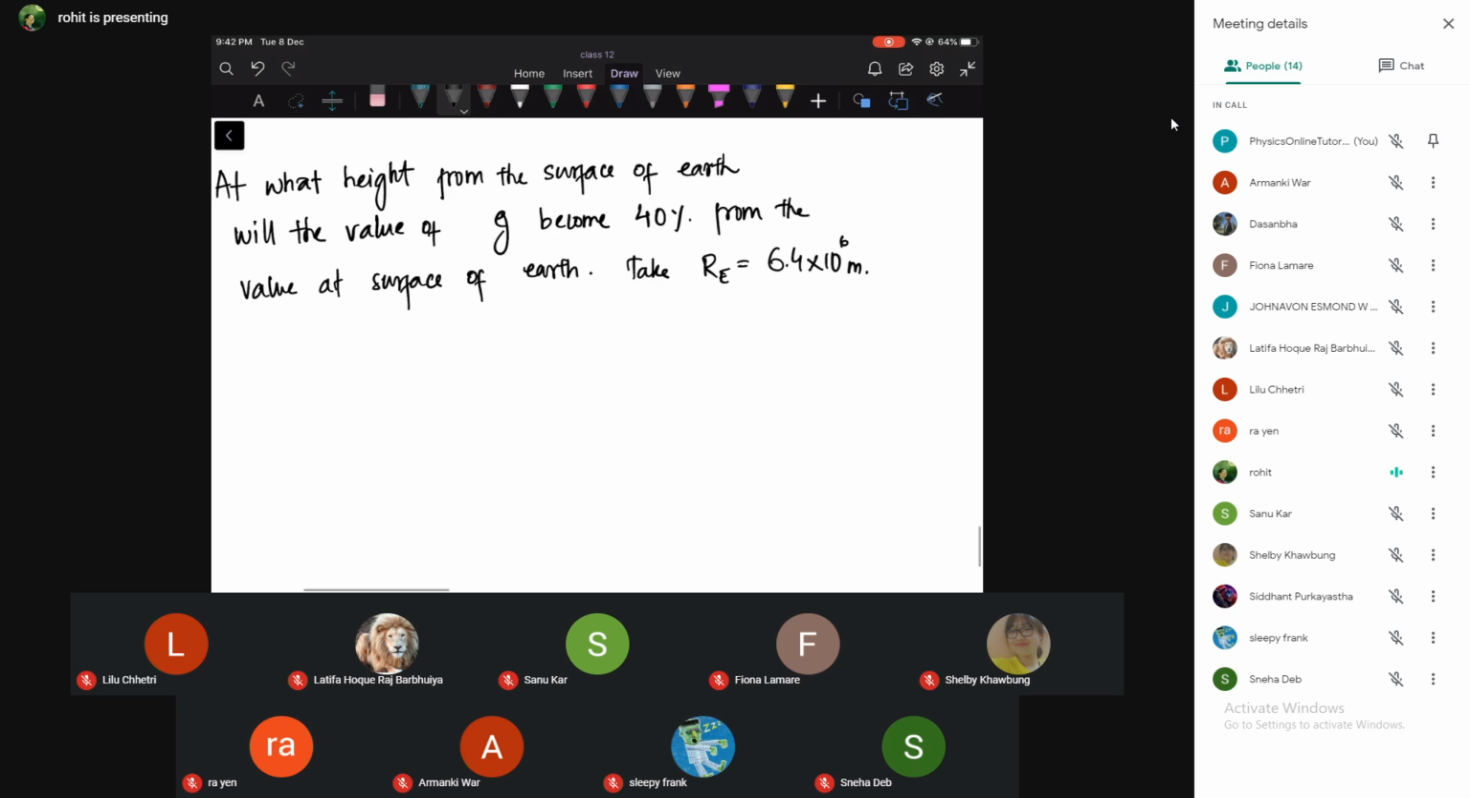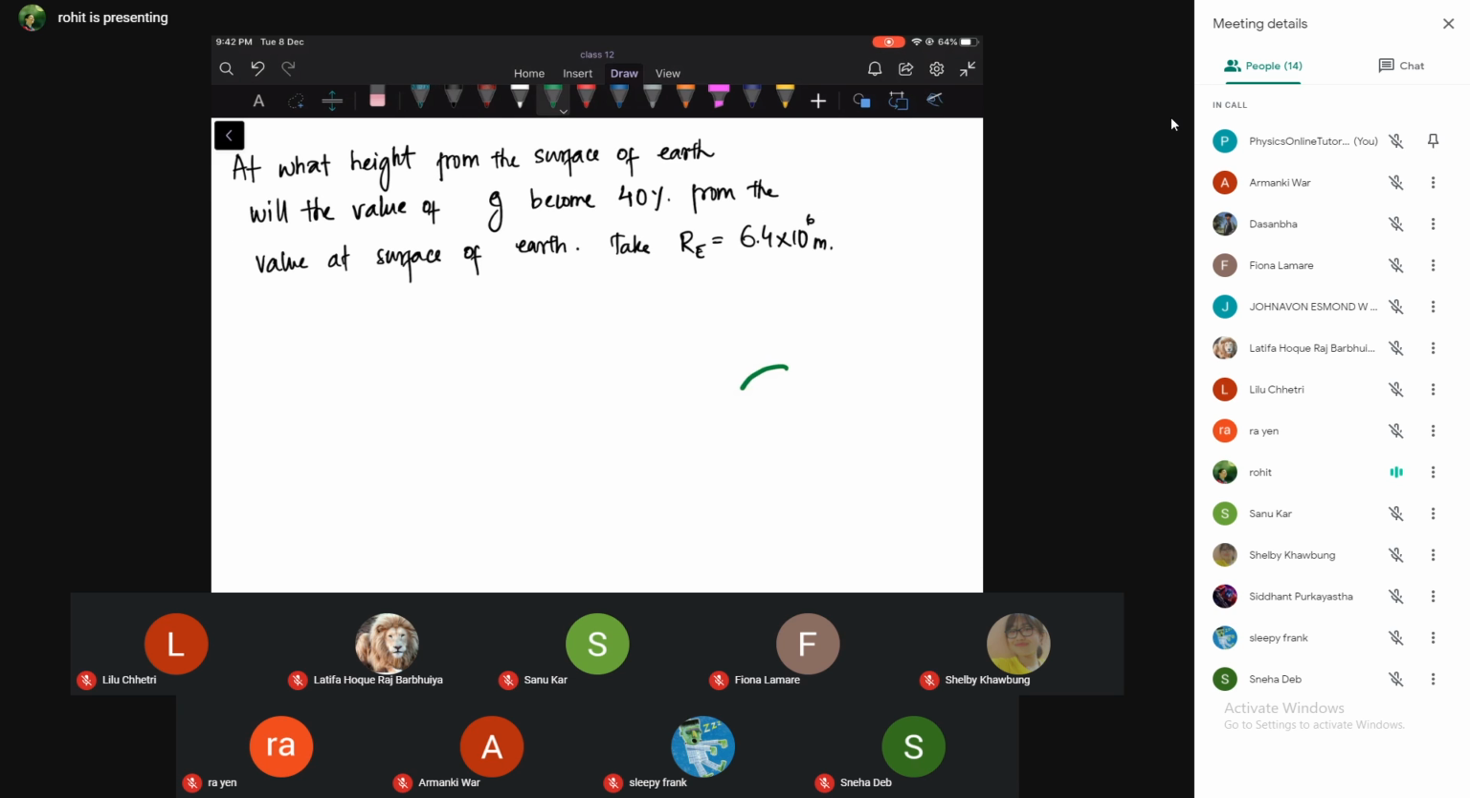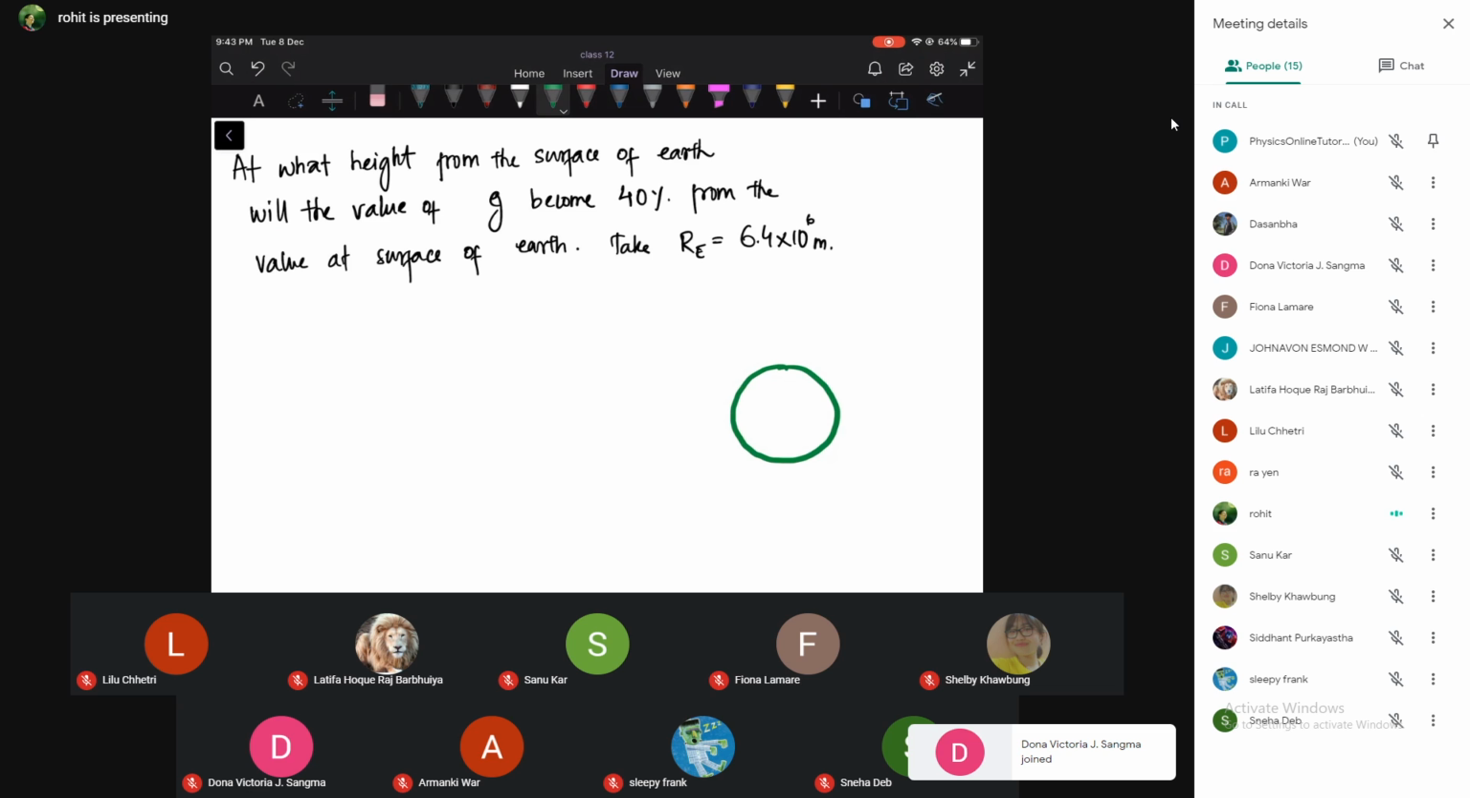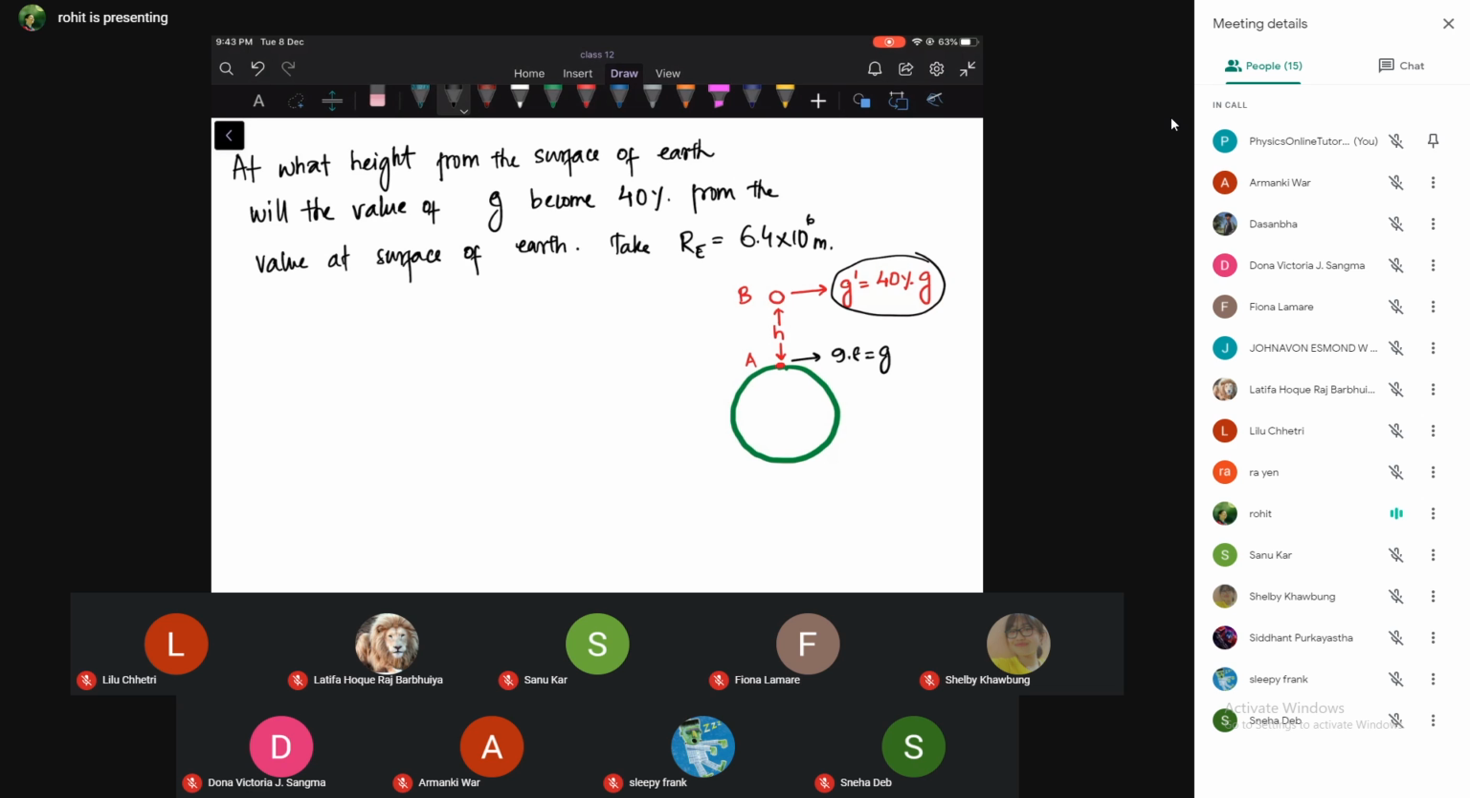It's a very simple one. I'll draw a diagram. I think everything will be clear. The question is, this is Earth, not a problem. We are talking about a certain height, and we are saying that this is point A, let's say this is point B. The question says the acceleration due to gravity becomes 40% of the value of g at a certain height. Here the value is 9.8, that is your g, but at a certain height the value becomes 40% of g. The question is, at what height will the acceleration due to gravity become 40%? Are you clear, guys, with the question?